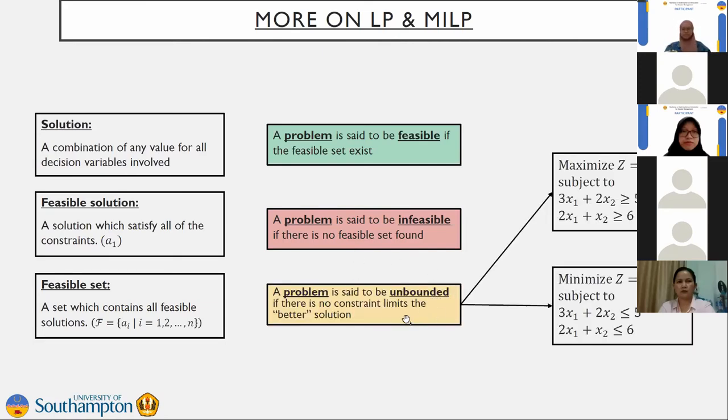And then the last one is that a problem is said to be unbounded if there is no constraint limiting the better solutions. Maybe here you can understand a little bit about the maximization of Z as X1 plus X2, subject to the limitations. We want to find a maximum value, but then there are no limitations. Of course, we try to find better solutions from the solutions that we have now. Let's say that we determine X1 is 100 million and X2 is 100 billion, and then we always try to find another better solution. There's no end to that. The term for that is unbounded, because there is no constraint limiting the better solutions. So we call it unbounded, and I think all of you can understand that.